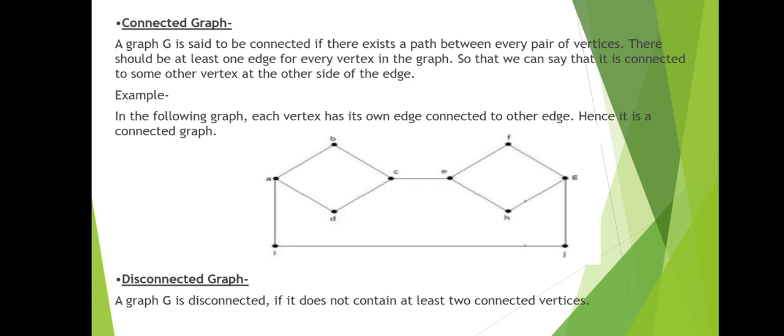Now what is a connected graph? A graph G is said to be connected if there exists a path between every pair of vertices. There should be at least one edge for every vertex in the graph, so that we can say it is connected to some other vertex at the other side of the edge. So here is an example. In the following graph, each vertex has its own edge connected to another vertex. Hence, it is a connected graph. Similarly, a graph is disconnected if it does not contain a path between every pair of vertices.